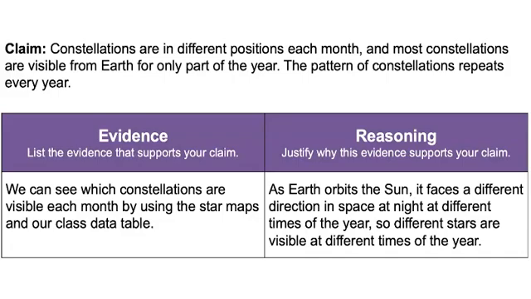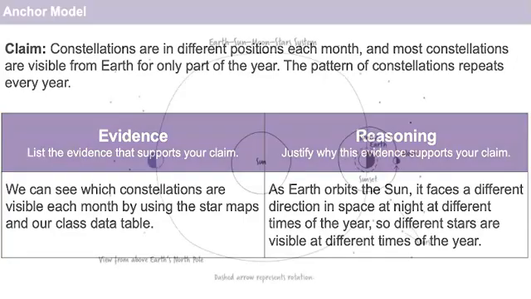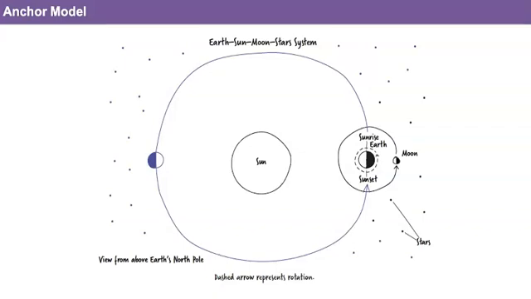Nice work. Let's add our new learning to our anchor model and anchor chart. We learned that Earth orbits the sun. The solid arrows represent orbit. We can also add stars to our anchor model. Great job. One of your tasks at the end of this lesson will be to update the anchor model.